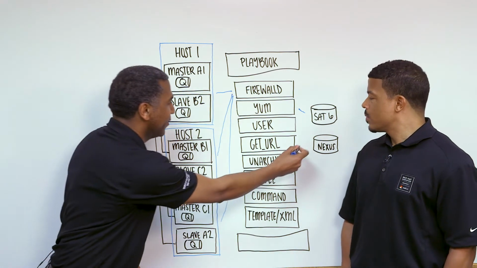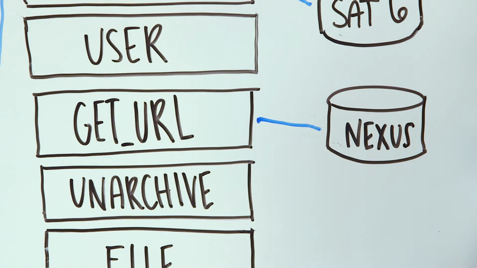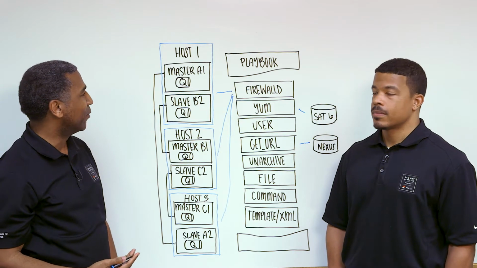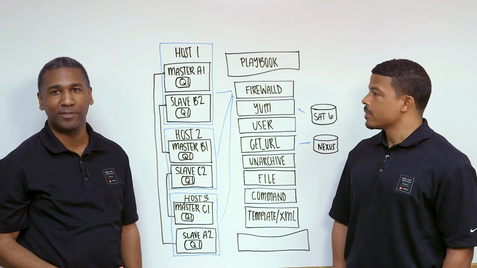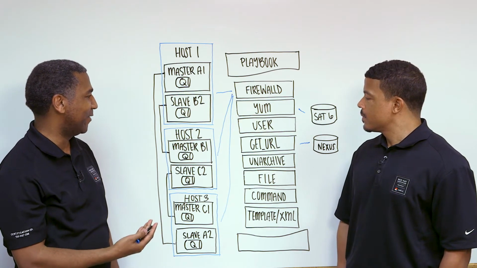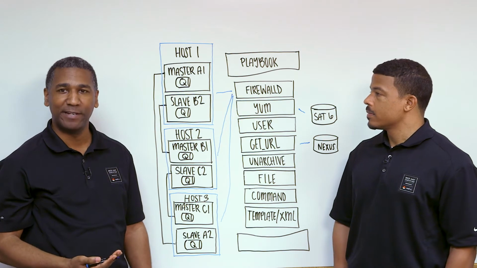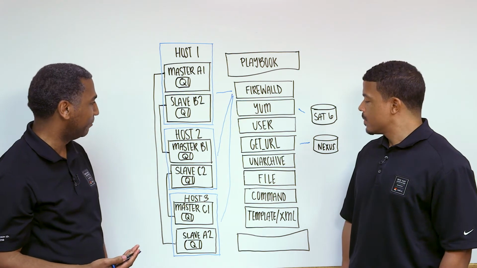Once we've run the user module, we're next going to execute the get_url module. This is going to allow us to retrieve the actual AMQ7 zip file from our Nexus repository. Once we have the zip file, we're going to deploy it onto all of our hosts, and then we're going to call the unarchive module. The unarchive module is going to unpackage the contents of our zip file on each host, and it has the added benefit of actually setting the permissions that are required for these pieces of software.